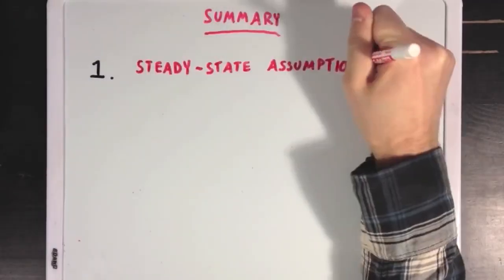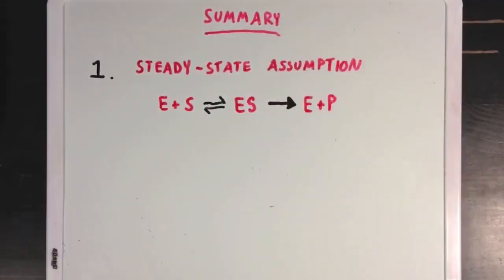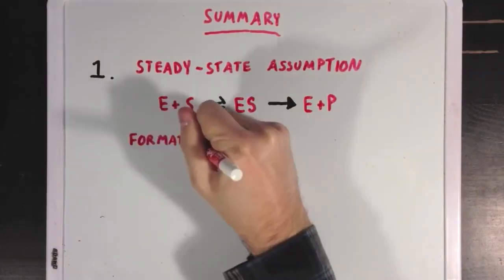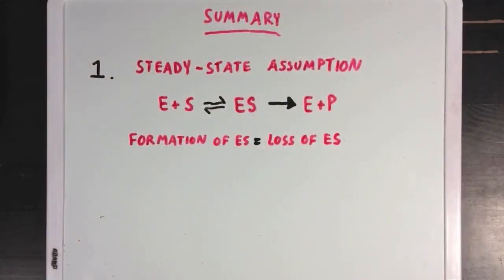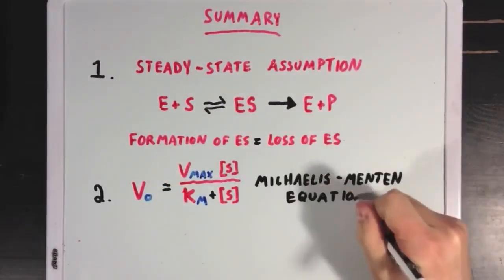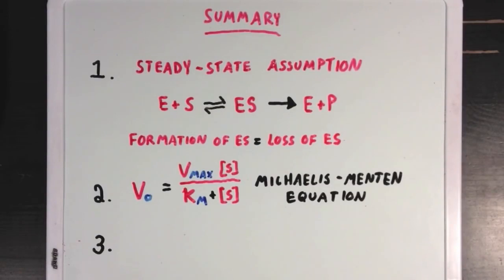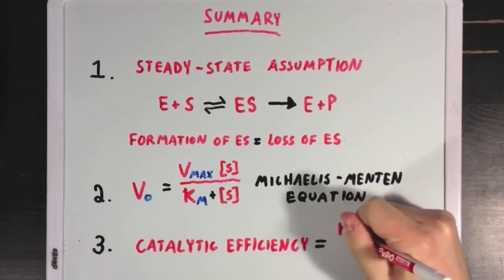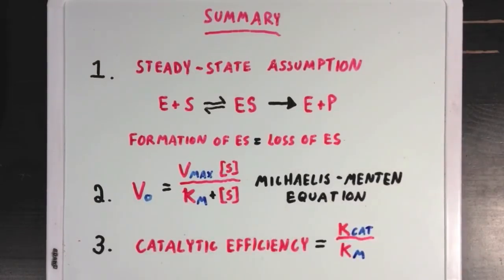So we covered a lot of content in this video, but the really crucial points to remember are, first, the idea of the steady state assumption that we make when looking at enzyme kinetics. This is where we assume that the ES concentration is constant, meaning that the formation and loss of ES are equal. Second, we derived the critically important Michaelis-Menten equation, which you should consider committing to memory. And third, we talked about how you can score how good an enzyme is at speeding up reactions by looking at that enzyme's catalytic efficiency, which is a combination of two new terms we learned about, kcat and Km.